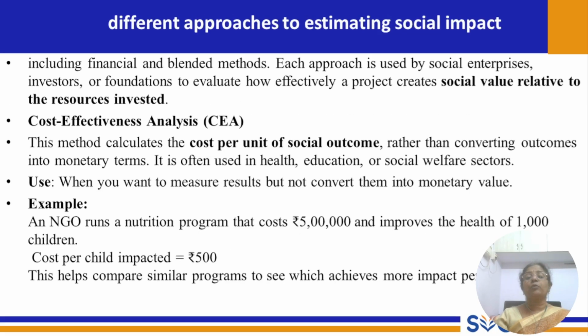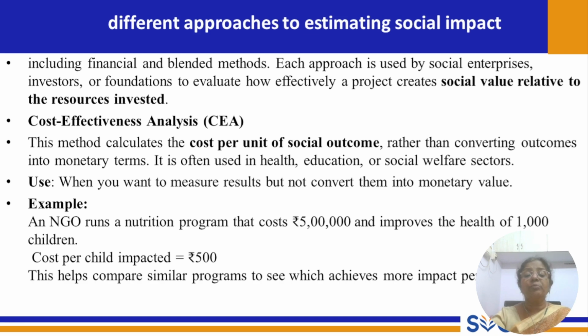Next one is different approaches to estimating social impact, including financial and blended methods. Each approach is used by social enterprises, investors, or foundations to evaluate how effectively a project creates social value relative to the resources invested. Cost effectiveness analysis: this method calculates the cost per unit of social outcome rather than converting outcomes into monetary terms. It is often used in health, education, or social welfare schemes.